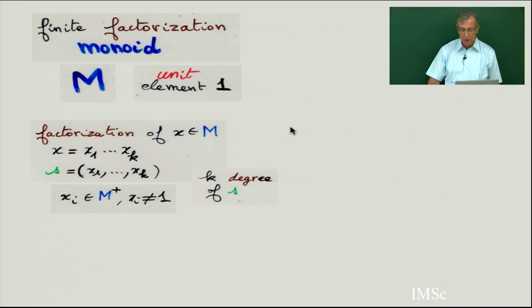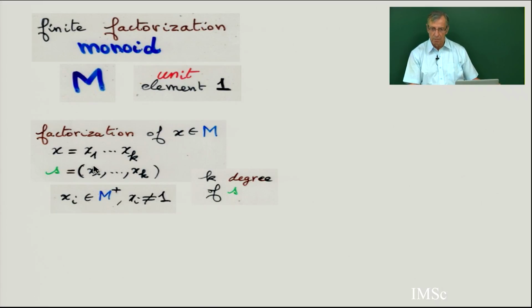And finite factorization means that if you have any factorization of x in x1, x2, xk, in fact, it should be M plus, non-zero element. Any factorization. So if x is a product of x1, x2, xk, this is a sequence. S is a sequence of elements in the monoid, with xi non-zero elements, with xi different of 1. I will call the degree of this the number. So finite factorization means that there is a finite number of such factorization.